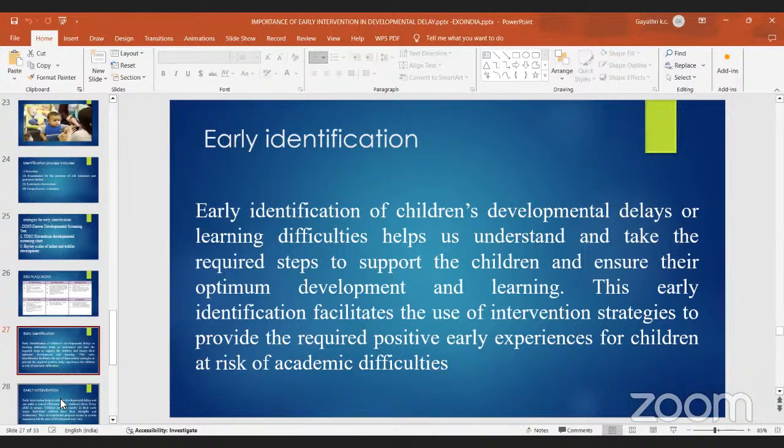The early identification facilitates the use of intervention strategies to provide the required positive early experience for the children at risk of academic difficulties. We identify what are the difficulties the baby is facing before the 2 years. 0 to 3 years is very critical for the baby's development. If we identify it within that period, it will show a nice result. If we are not addressing those difficulties as soon as possible, it will result in academic difficulties for the baby in learning, writing, remembering. It will all reflect in that.